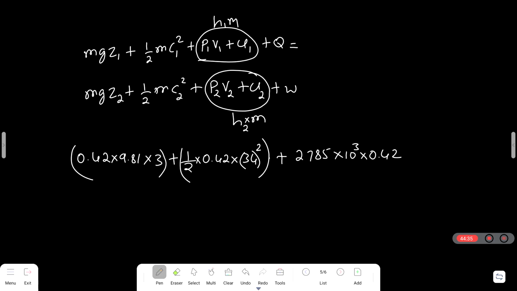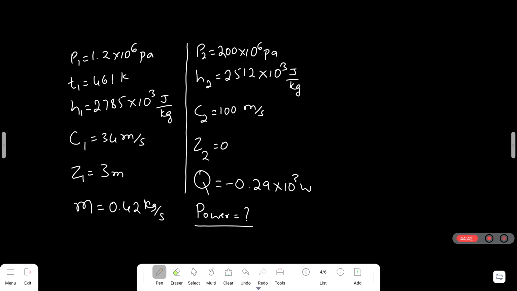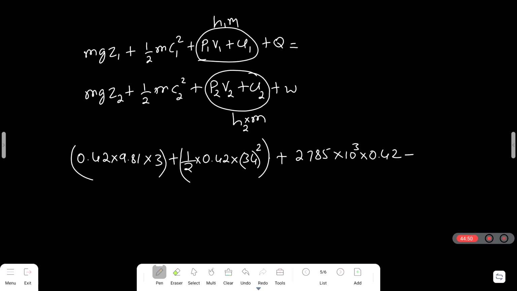Okay, last, heat. It is heat lost, so minus 0.29, minus 0.29 into 10 to the power of 3. Everything is in watt. The left hand side is complete.